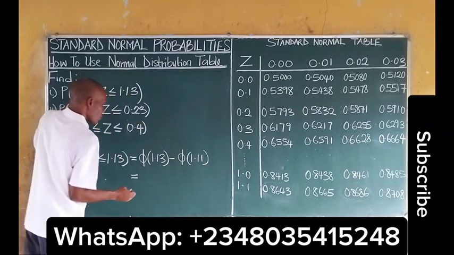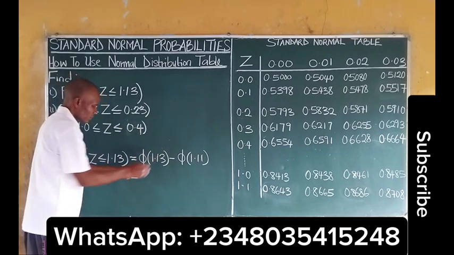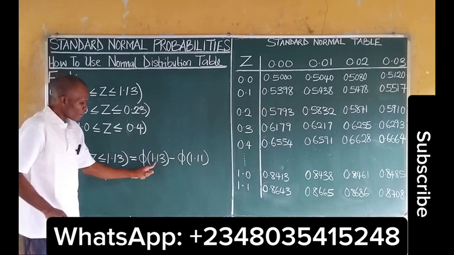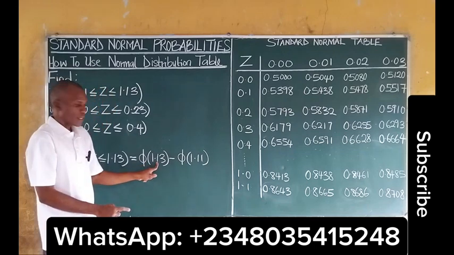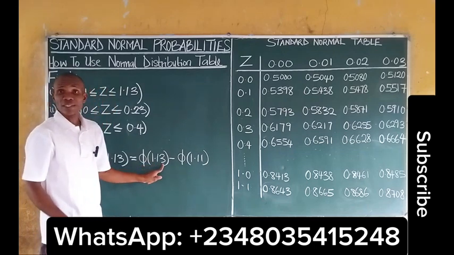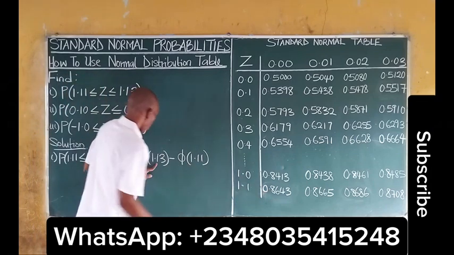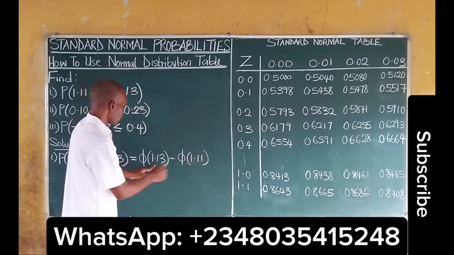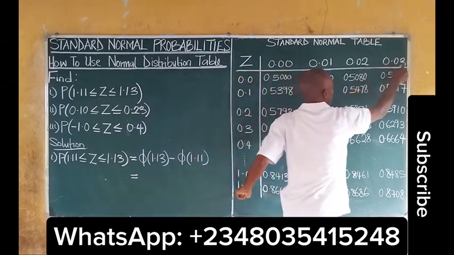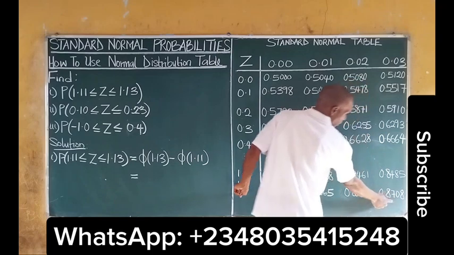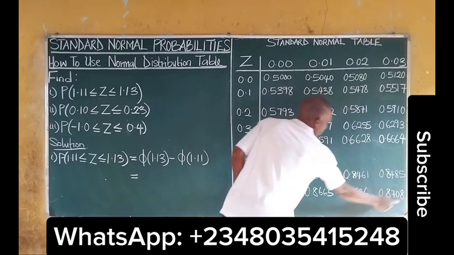So this is equal to, how do we find this from the table? What you do is that you find 1.1 under 0.03. 1.1, which is this, under 0.03, which is this value. So we have 0.8708.